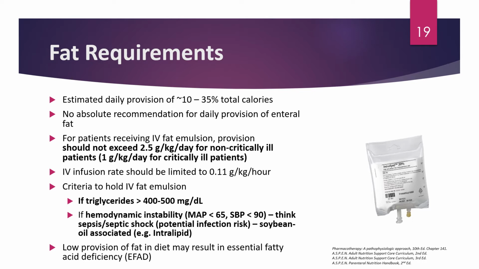Additionally, if a patient has hemodynamic instability, such as a mean arterial pressure less than 65 or systolic blood pressure less than 90, this means that the patient might potentially be infectious. So they might have sepsis or septic shock. It doesn't necessarily mean a full definitive diagnosis, because the patient just might be hypovolemic or they might have cardiogenic shock. But if a patient has sepsis or septic shock with those parameters meeting hemodynamic instability or a potential infection risk, sometimes fat emulsion can actually be held in these cases as well.